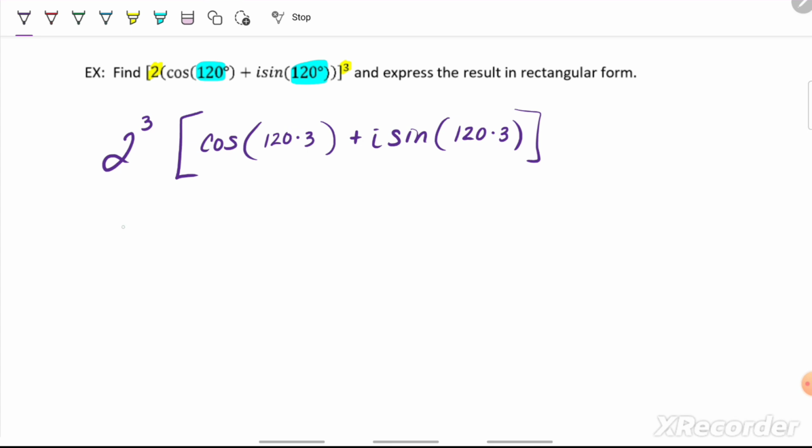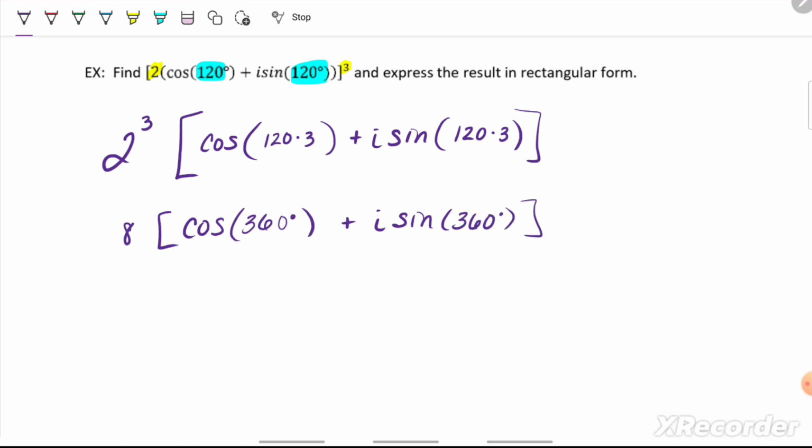We'll do some cleanup there on the inside and on the outside. 2 to the third is 8. 120 degrees times 3 is 360 degrees. So there's our answer in polar form, but we want to get it in rectangular form, so we'll distribute the 8. And then find our 2 exact trig values.